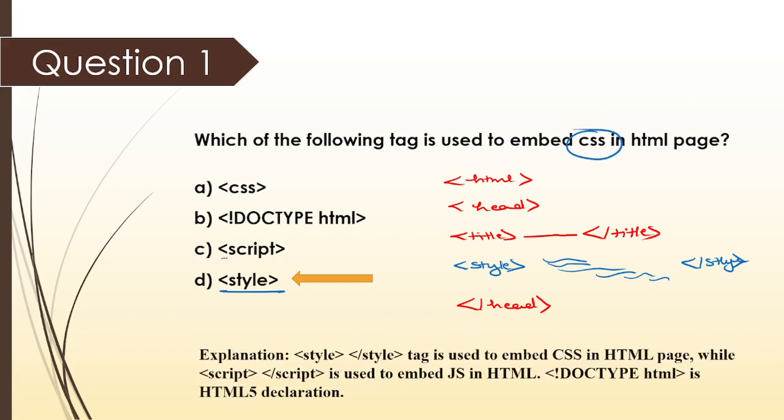If we talk about the script tag, if you want to embed JavaScript in your HTML page, then you should write the script tag. And doc type HTML is the HTML5 declaration. This particular statement tells everybody that we have used HTML5 in the website.